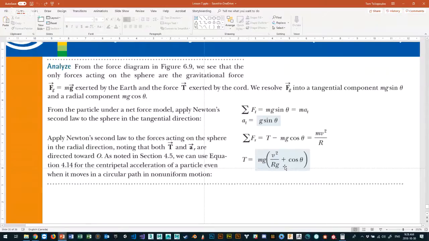So let's take a look at this. Tension is equal to mass times gravity times v squared over rg plus cos theta. Once we solve for tension, as long as we can plug in the values that we've got. Now notice what we have here is velocity squared over the radius times gravity. We know gravity. That's always something we have. Radius, we need this radius, and we need the angle and the velocity. That's a lot of stuff we need to know. Mass as well to find the tension. So lots of stuff to figure this out.